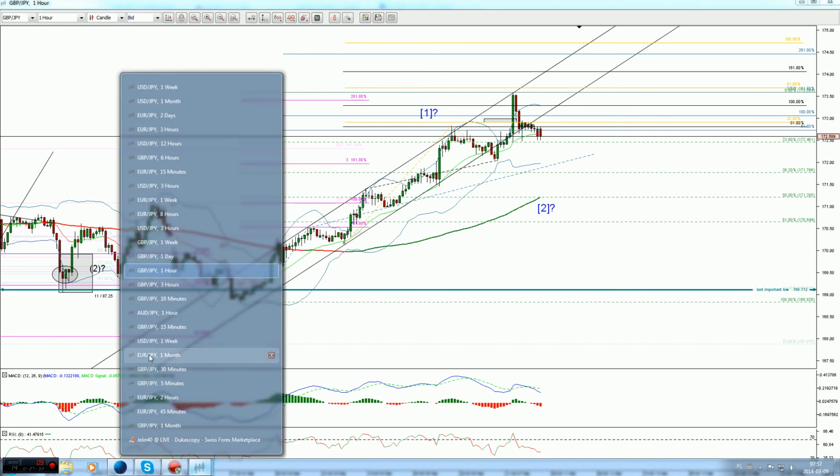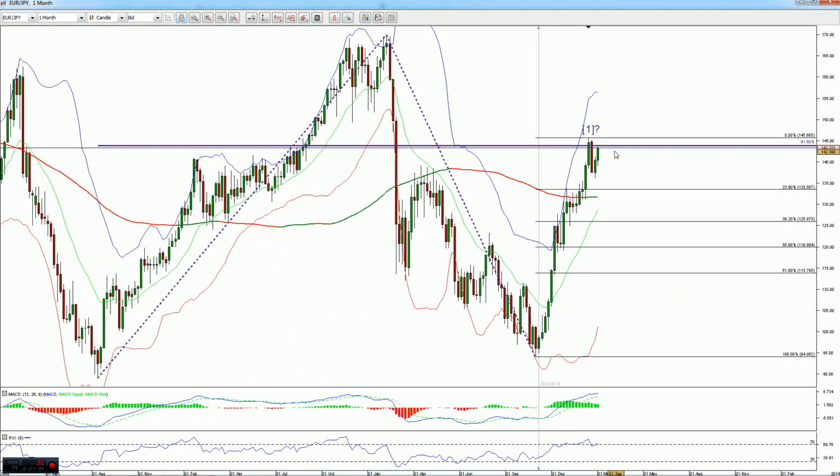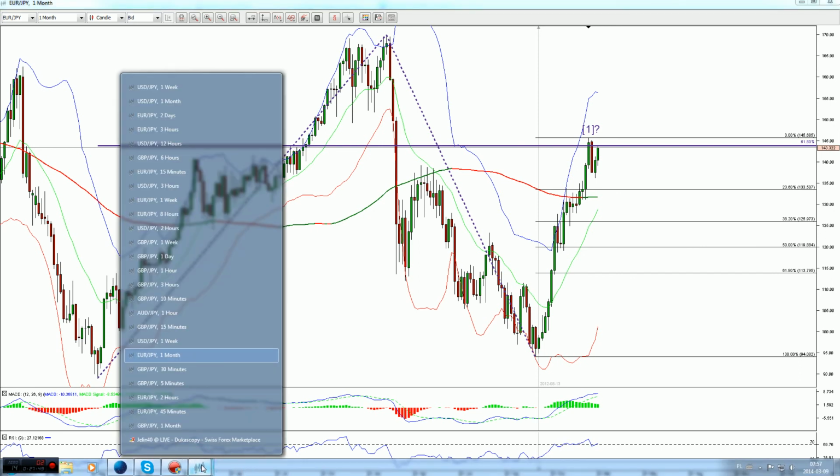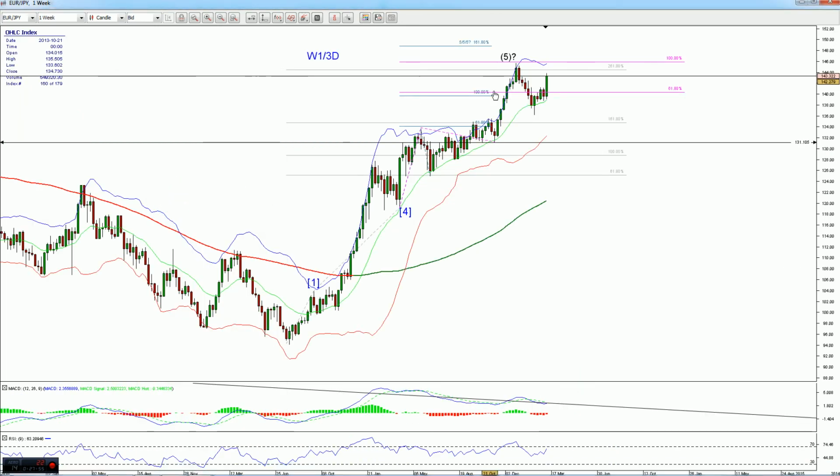Let's switch to the Euro Japanese Yen. That's the monthly candle. We had a strong reversal in this area, so I do not rule out that the market will react to this reversal signal. Okay, so there might be a short position in the coming week, despite a strong green candle on the weekly.